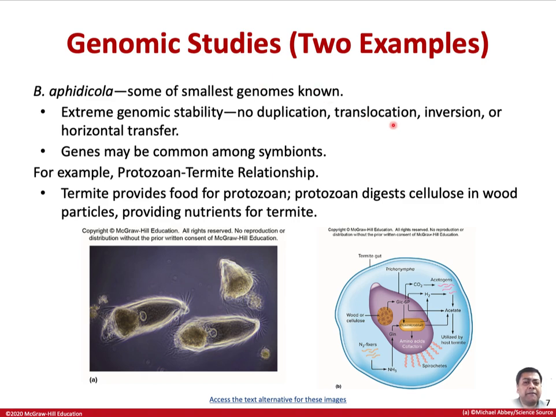So these aphids and these Buchnera aphidicola co-evolved over a period of time. And what has been shown is why their genome is so small: because they offer very extreme genetic stability, where there is no duplication of the genome, no translocation, inversion, or horizontal transfer.